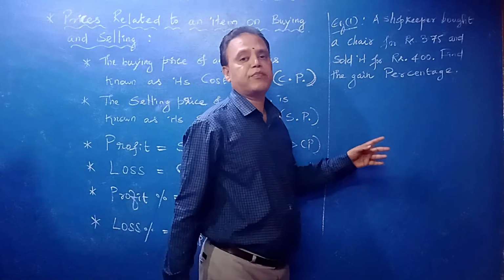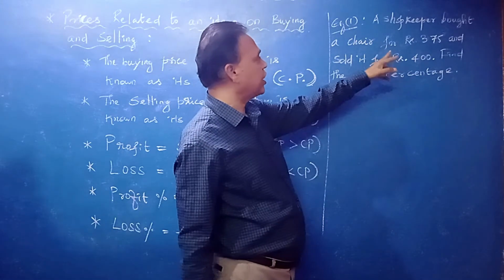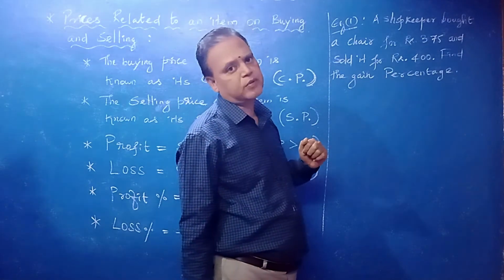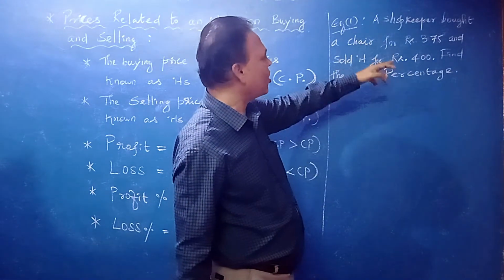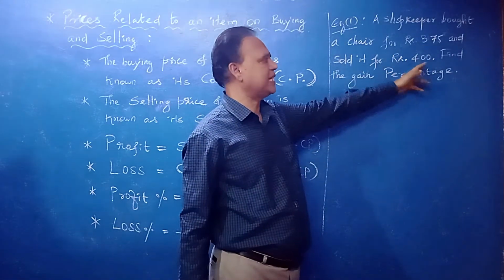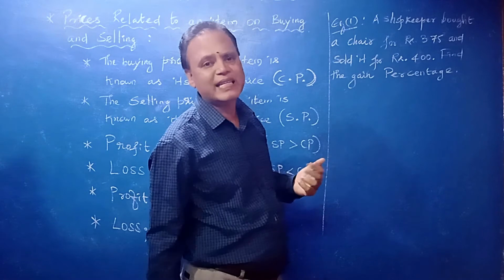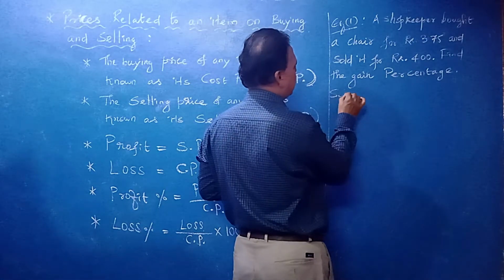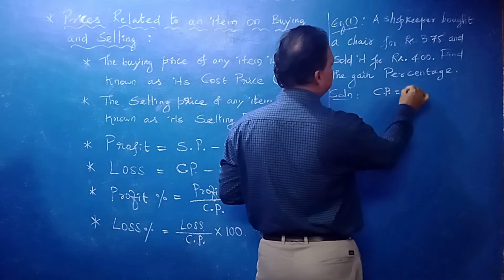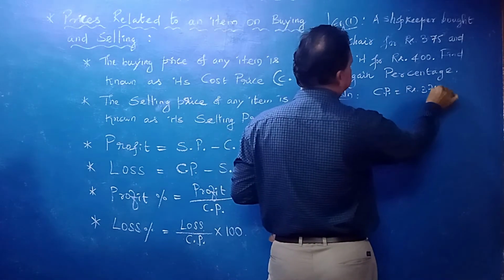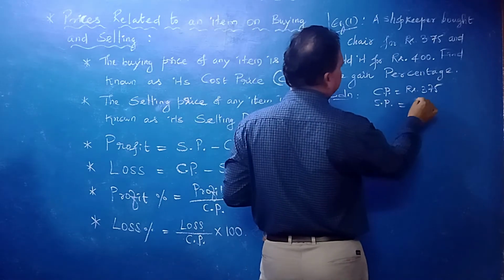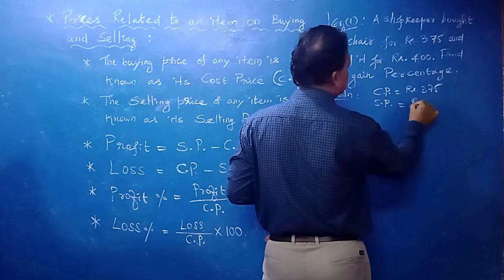So now we will see one example. A shopkeeper bought a chair for rupees 375 and sold it for rupees 400. So here bought means buying price, that is cost price, and sold means selling price. Okay, so CP given and SP given. CP you write, CP is short form. CP is rupees 375 and SP is rupees 400.